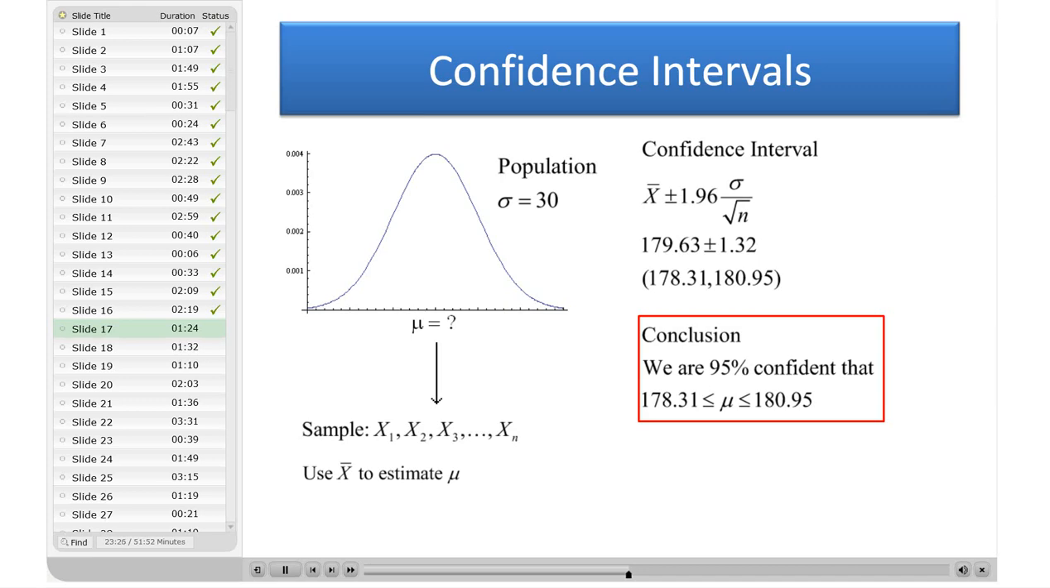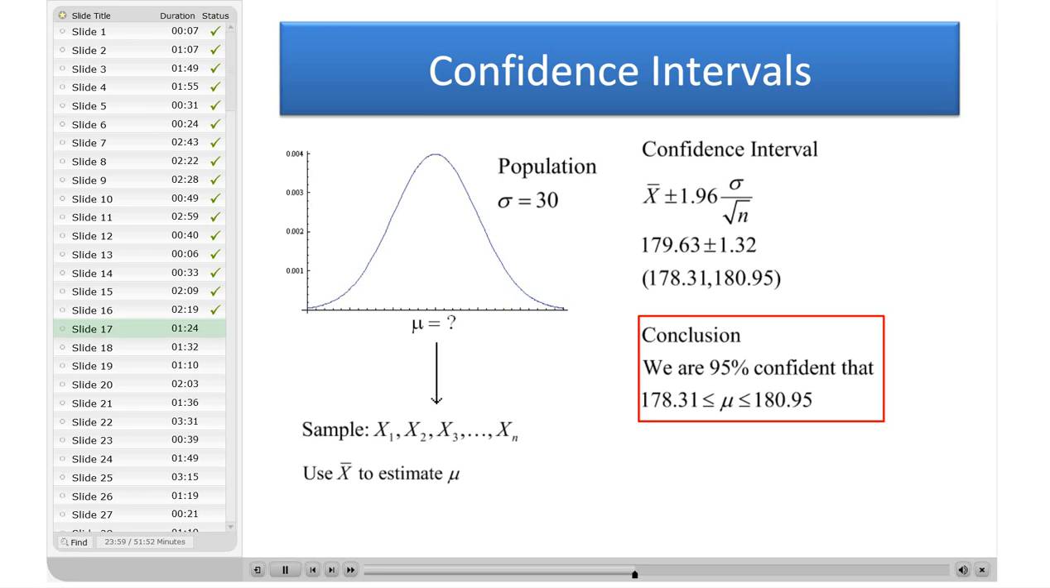So in order to try to estimate the population mean, we took a sample. We got a sample mean of 179.63, and we also did some mathematical calculations, and we got a margin of error of 1.32. The final result was a confidence interval for the population mean from 178.31 to 180.95. The interpretation of this is we are 95% confident that the population mean is somewhere between 178.31 and 180.95.